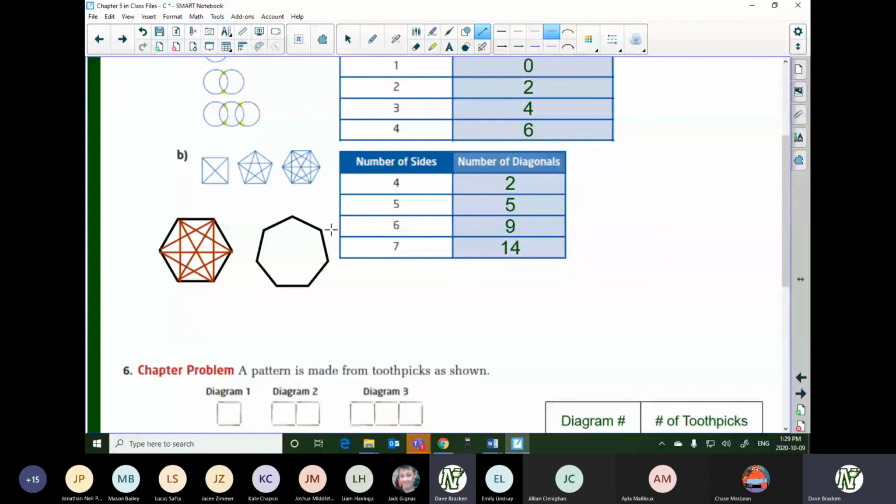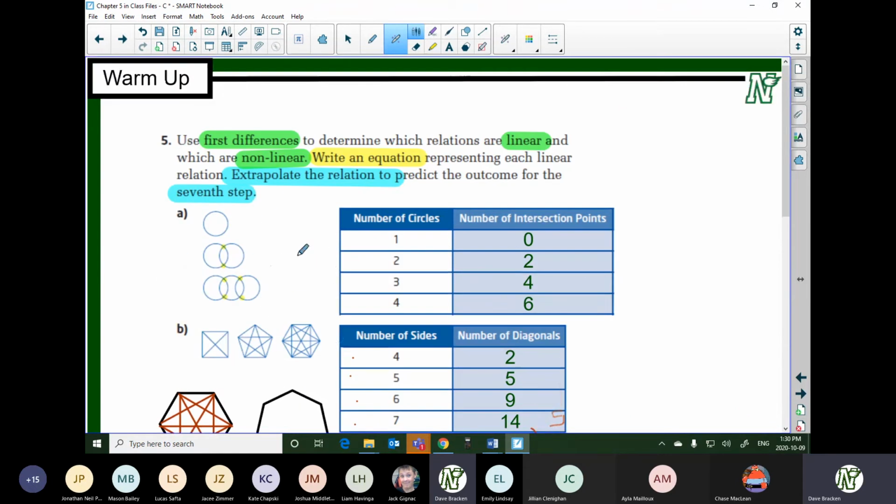When I go to the next one, you can create it, but for the first one, 2, then I go to 5, then I go to 9. And what you're going to see is up by 3, up by 4, the next one's up by 5, then we go up by 6. You can keep this pattern going. This is the first step, the second, the third, the fourth, the fifth, the sixth, the seventh. Extrapolate to get to the 7th step.